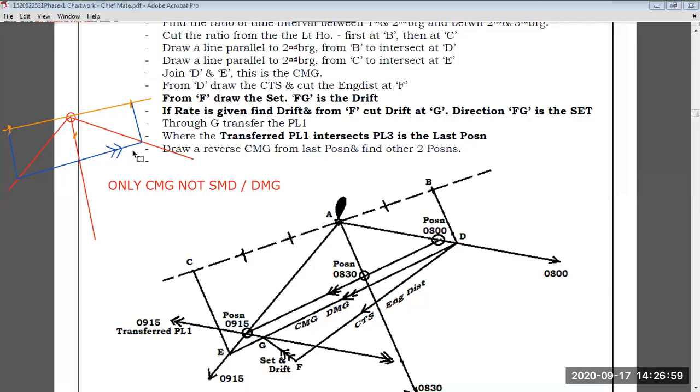Now make sure that you understand that this is only a reference, course made good, only a direction. You cannot measure this and you cannot get speed made good or distance made good from this. Now we get the course made good from the initial position. We have the course to steer. So we plot the course to steer. This green line is your course to steer and the engine speed.